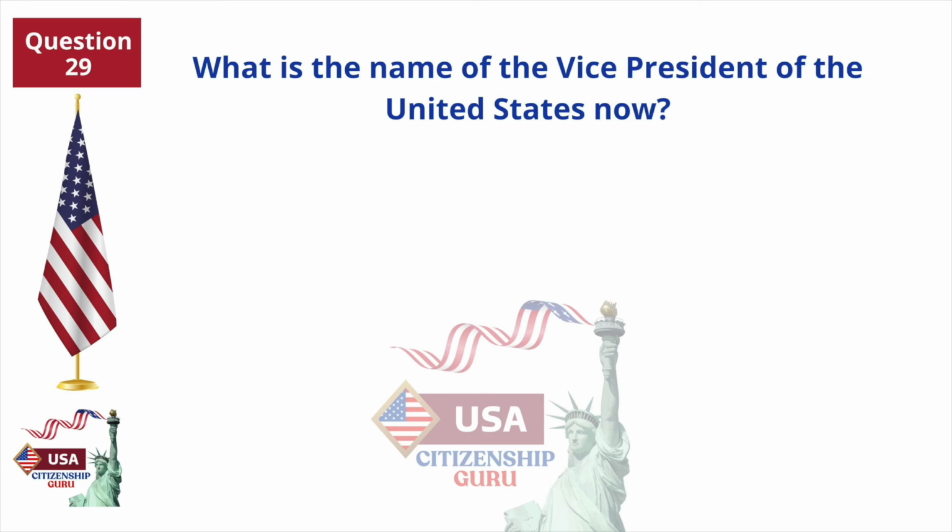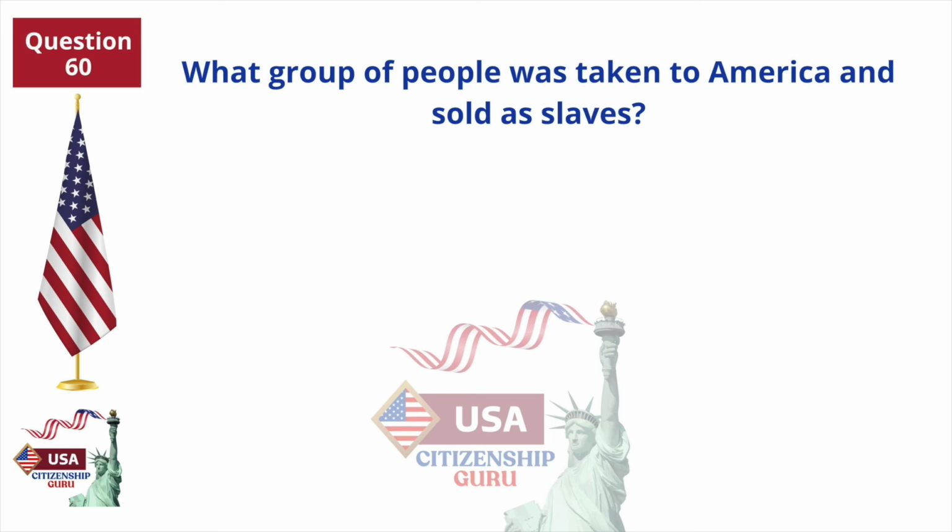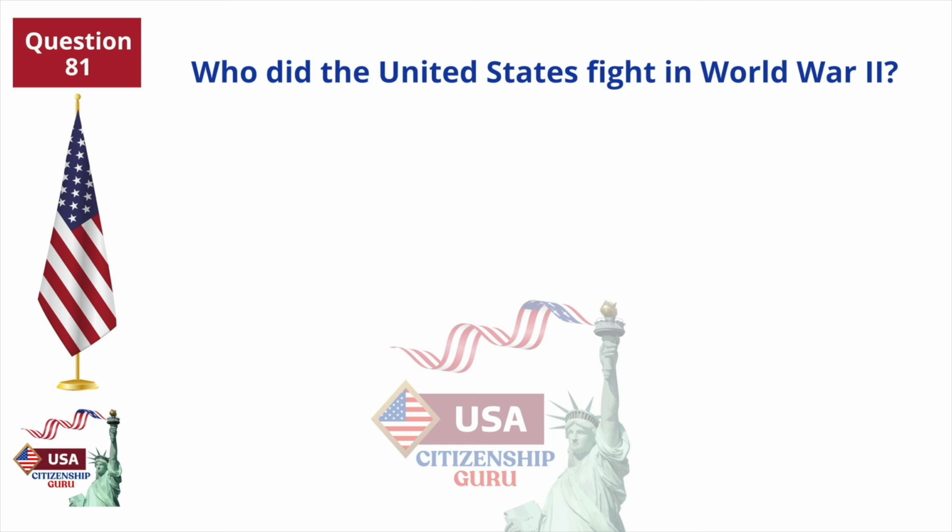What is the name of the Vice President of the United States now? Kamala Harris. What group of people was taken to America and sold as slaves? Africans. Who did the United States fight in World War II? Japan, Germany, and Italy.